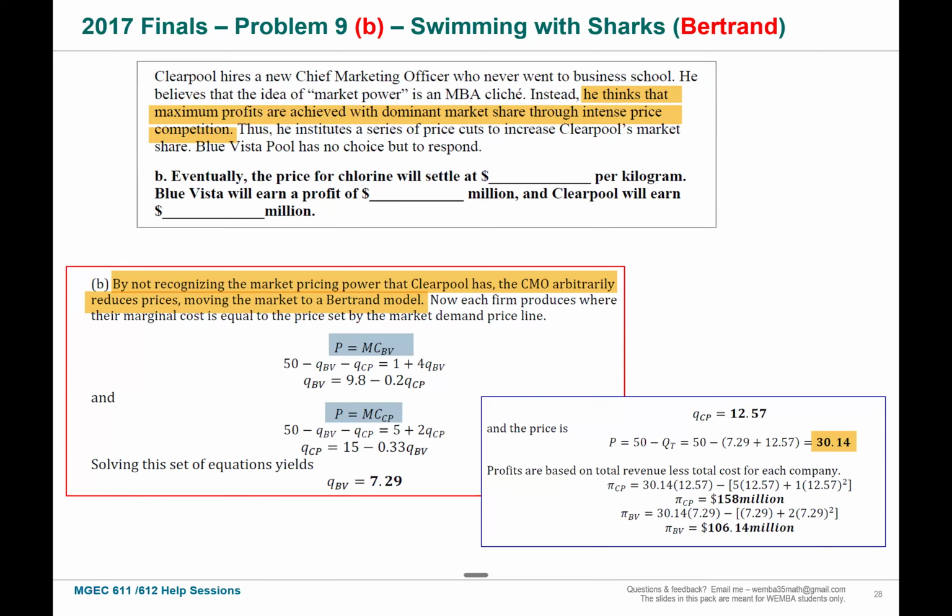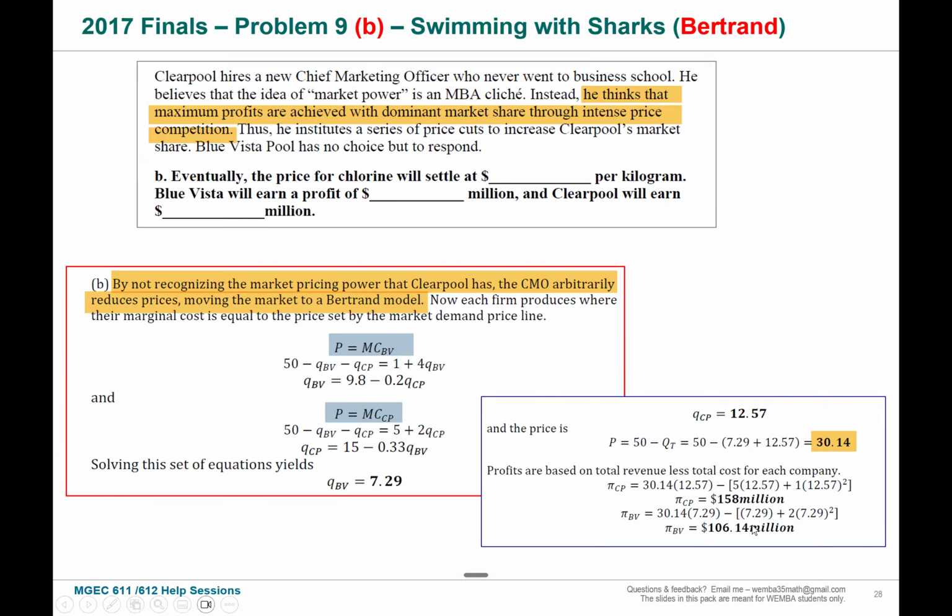Eventually, the price for chlorine will settle at this much dollar per kilogram. Blue Vista will earn a profit of X. Clearpool will earn a profit of Y. So if we have a Bertrand, what's the algorithm? It's again the reaction curve of 1 and reaction curve of 2. Reaction curve of 1 is price equal to MC1. Reaction curve of 2 is price equal to MC2. So that's the reaction curve from 1, which is Blue Vista. So that's that. And Clearpool, that's that. Solve the two things together, you get the quantities, and from the quantity you get the price.